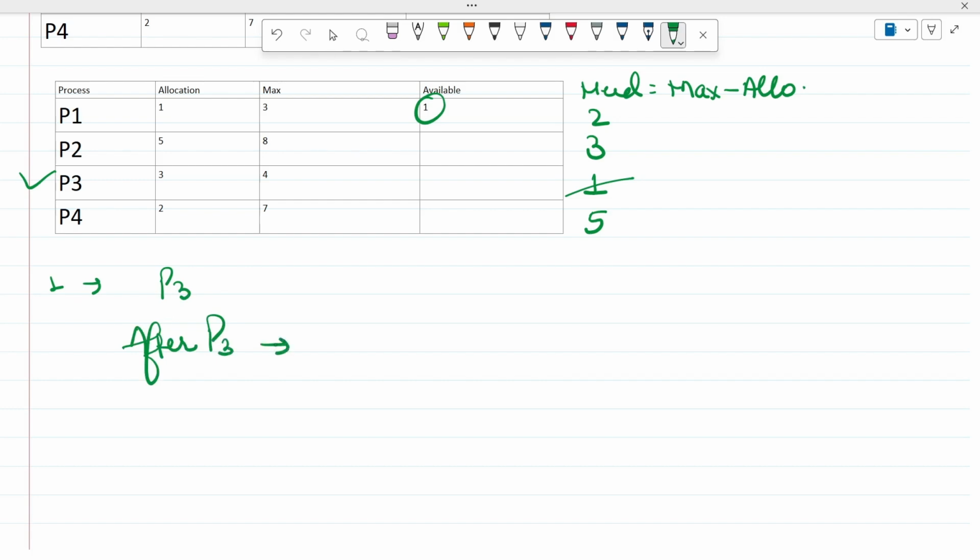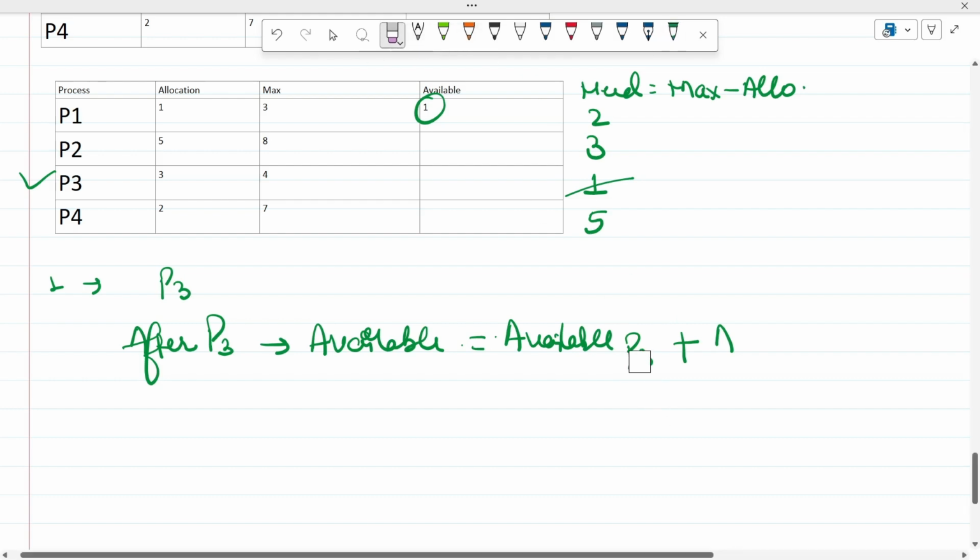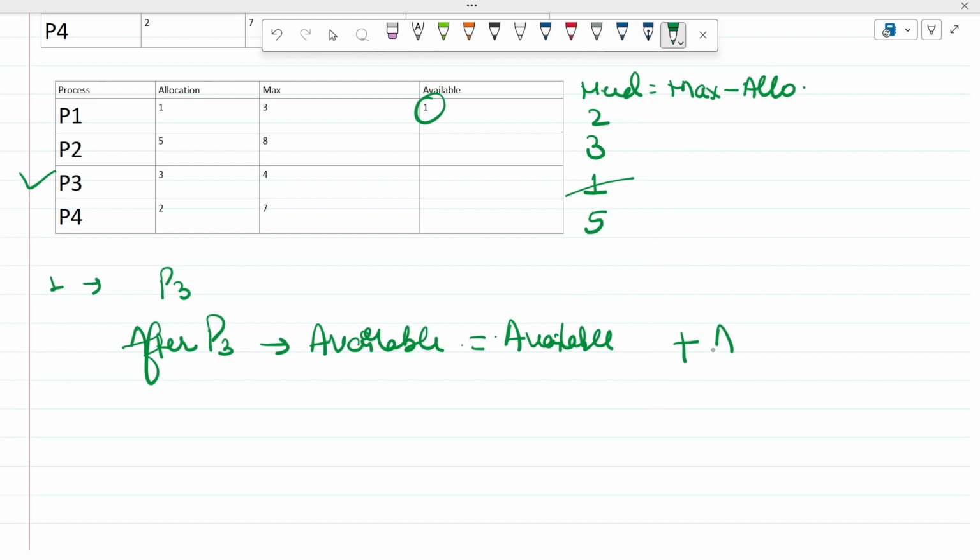After P3 is completed, now what is the available resource for a particular system? Now we need to calculate this, because we need to satisfy all the processes. If we satisfy all the processes, then only we can say that the system is not having a deadlock. Okay, so P3 is completed. Now the available resources are, how to calculate this? Available plus the allocation of P3.